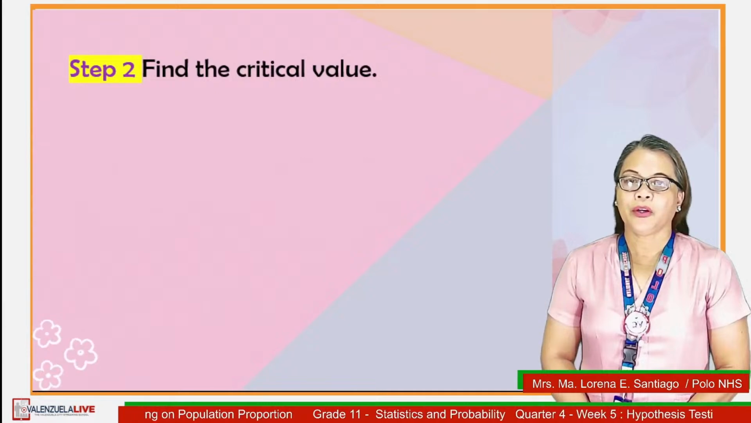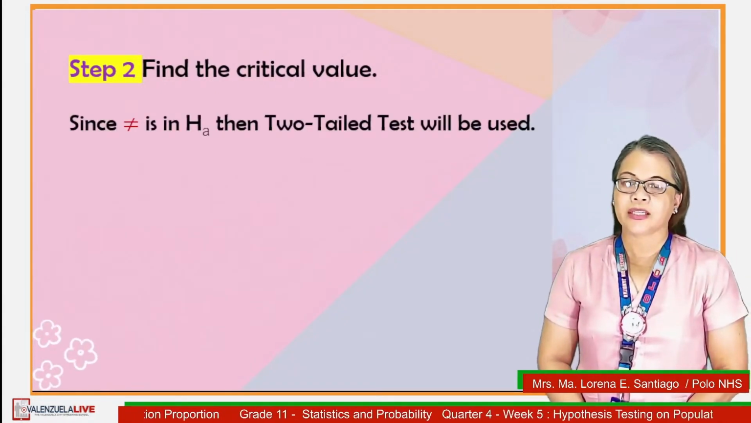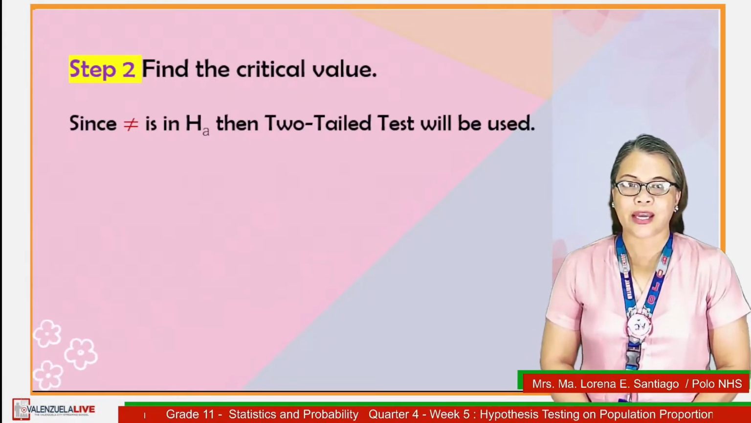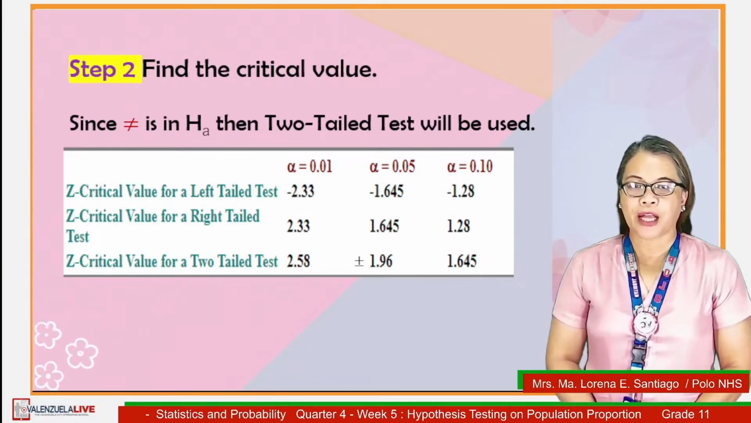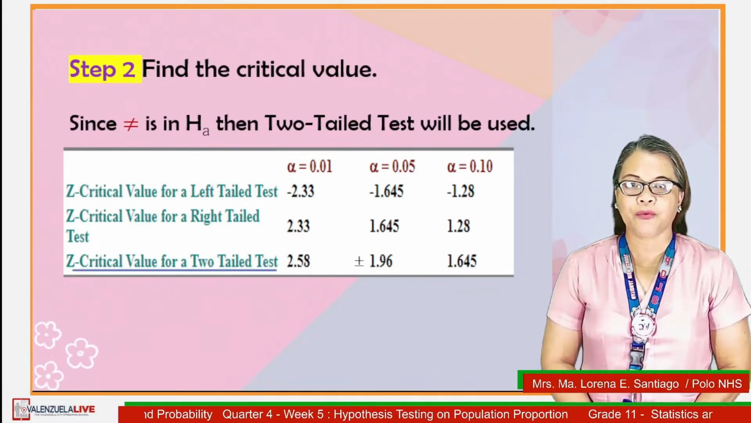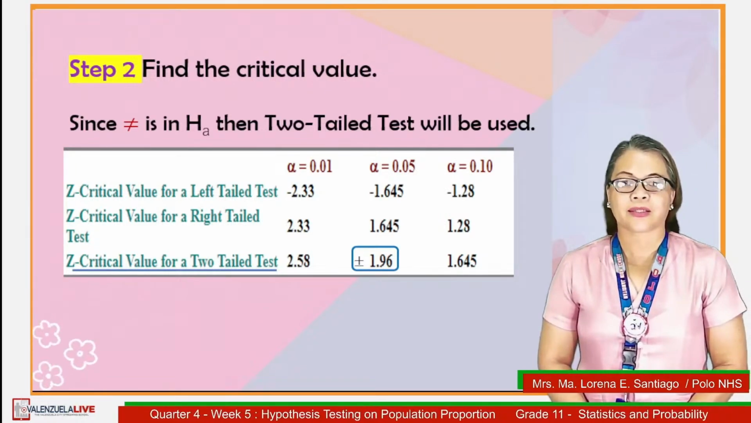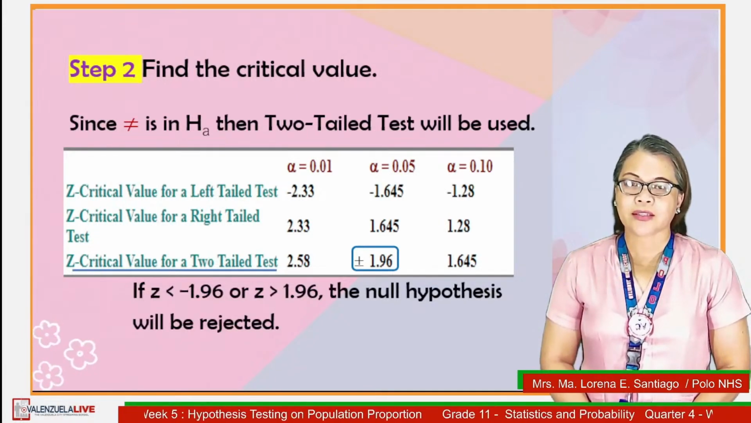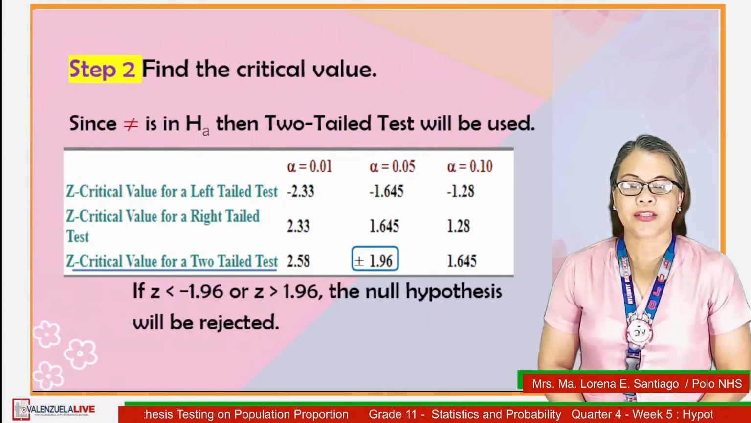Step 2, we are now going to find the critical value. Since not equal is in the alternative hypothesis, this means that we are going to use the two-tailed test. So from our table again, the critical value for a two-tailed test and an alpha equal to 0.05 would give us positive negative 1.96. If z is less than negative 1.96 or z is greater than 1.96, then the null hypothesis would be rejected.